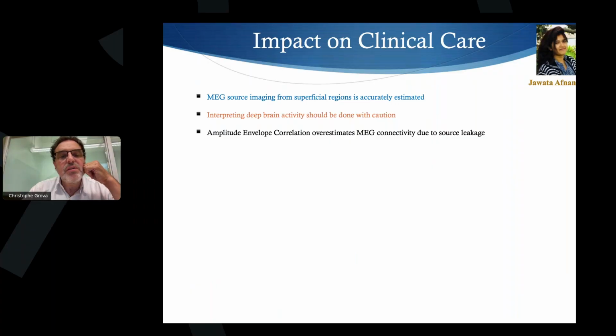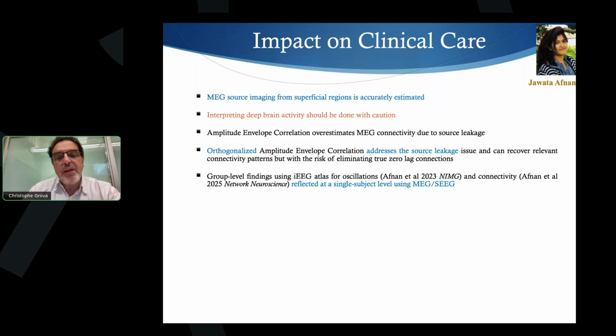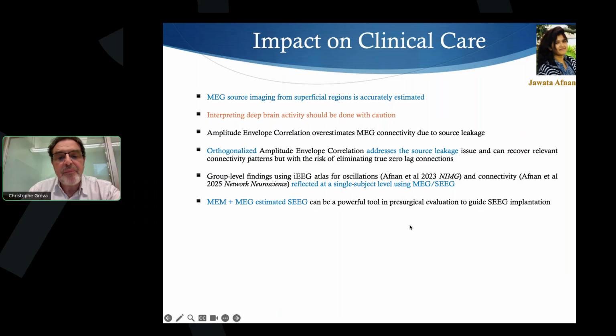Amplitude envelope correlation overestimates MEG connectivity because of source leakage, and the orthogonalized version addresses this. So we recover the connectivity patterns better, but we can also remove true zero-lag connections. Our findings at the single subject level, done in this study in preparation using MEG and SEEG at the same time, are concordant with the study I showed you before at the group level compared with the intracranial EEG atlas.